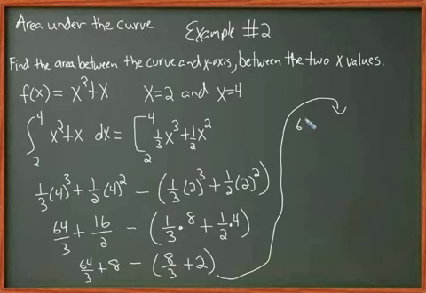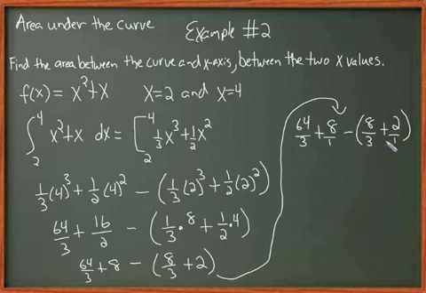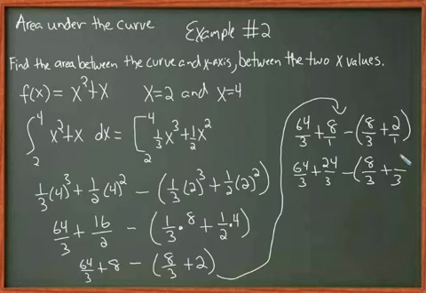So we're going to write 64 over 3, plus 8 over 1, minus parentheses 8 over 3 plus 2 over 1. So the common denominator between all of them is actually 3. So we write 3 on the bottom here. So 1 times 3 is 3. 8 times 3 is 24. And then 8 over 3. And then 1 times 3 is 3. So 2 times 3 is 6.